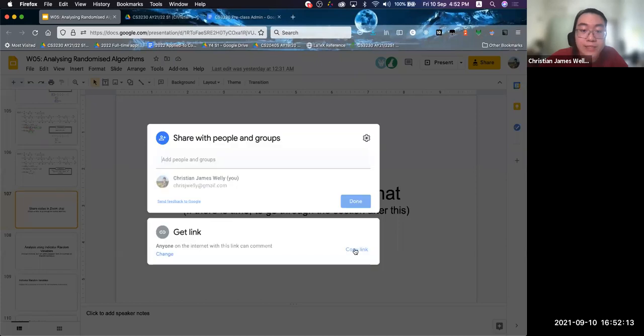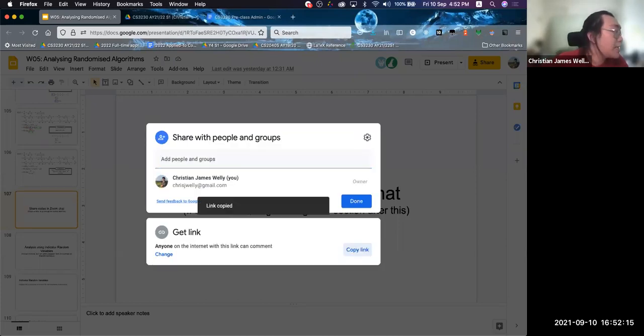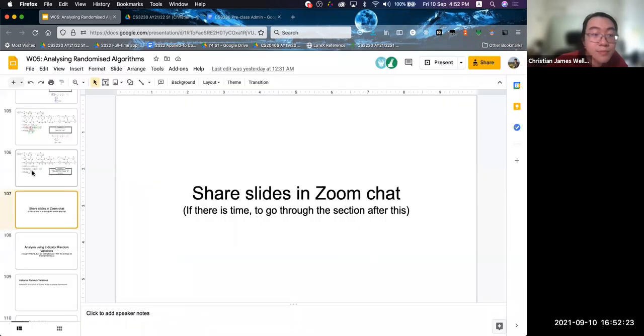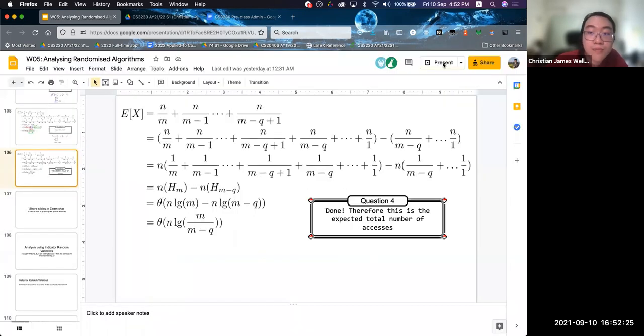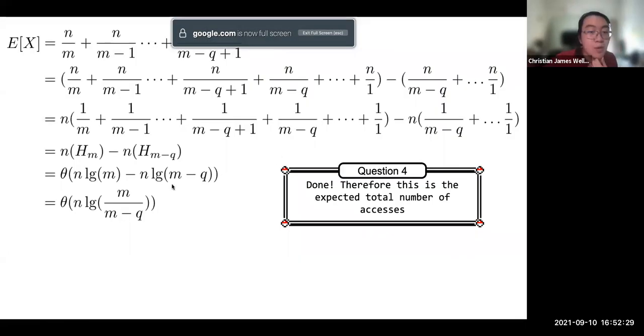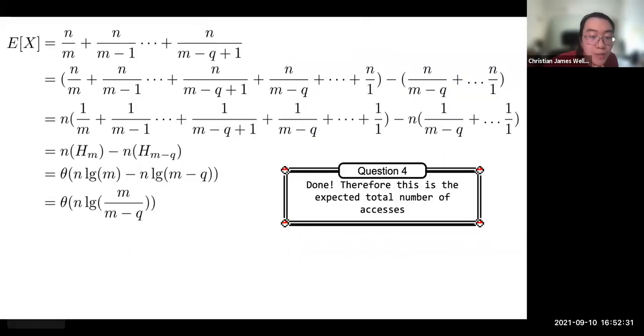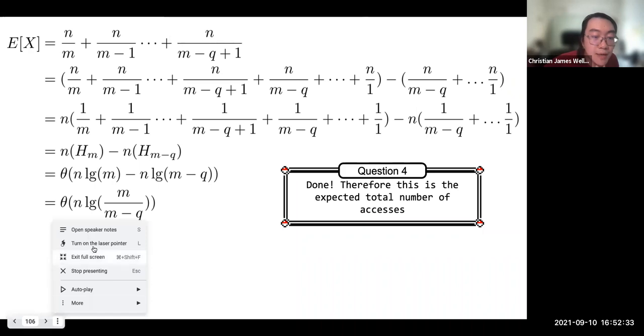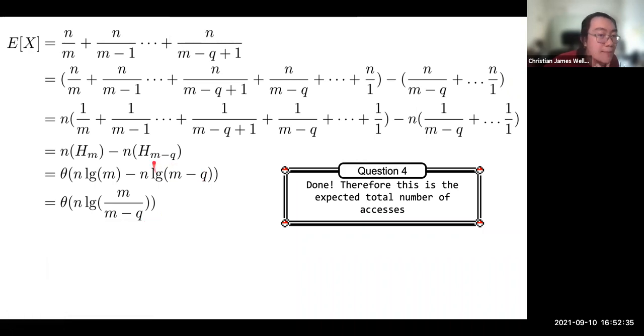So I received two questions, one via PM, one via public. I'll answer the first one first, which is public. Why can't we drop the last term? I think the question is asking why we can't drop this term, this log of M minus Q. I think you're asking this because it says minus N log of M minus Q. Is that your question?